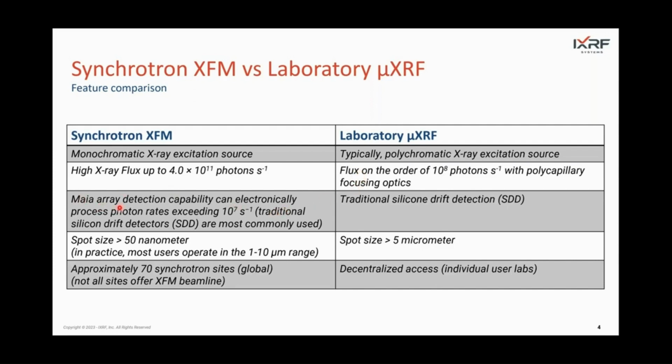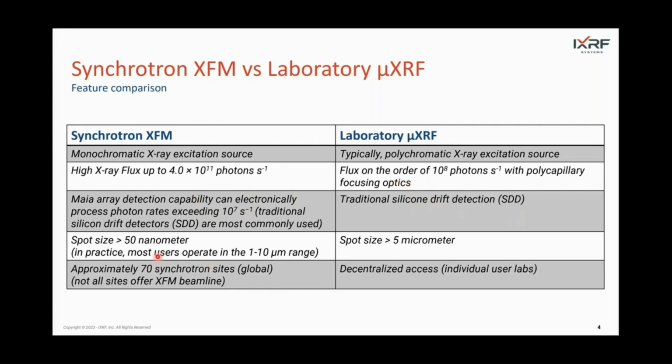Also, there are a handful of synchrotrons now offering advanced detection electronics known as MIEA array detectors, and these allow for extremely high photon processing rates, which also impacts counting statistics. Having said that, silicon drift detectors, or SDDs, are most commonly used at both synchrotrons as well as for lab-based micro-XRF systems, and the modern electronics associated with these SDDs also provide extremely good counting statistics.